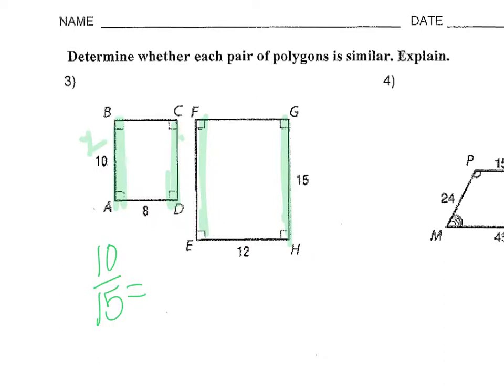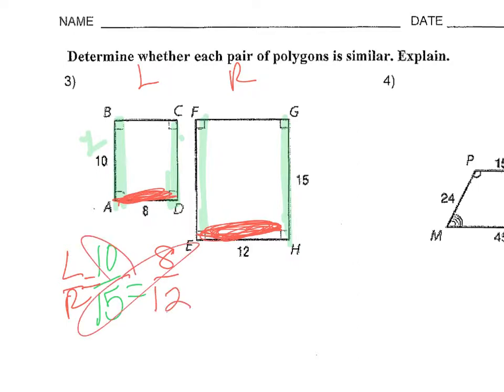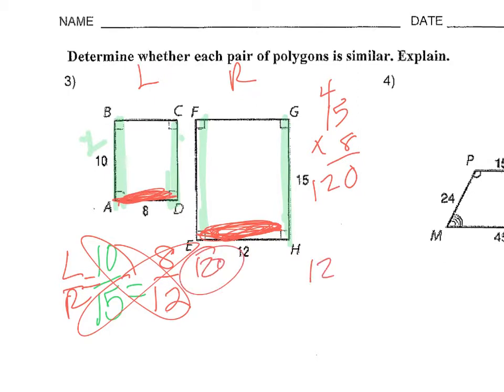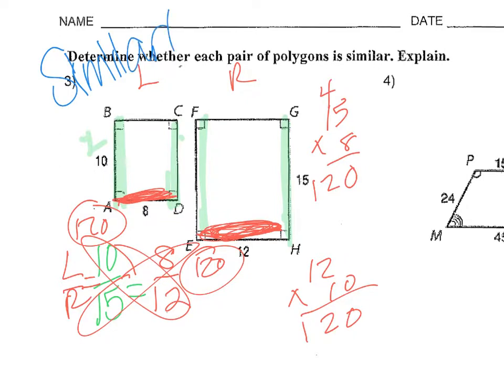So then I'm looking for the next ratio. I'm going to go back to my left side, left to right, left to right. So 8 between A and D is corresponding with E to H, 12. So I'm going to write 8 over 12. So we cross multiply, see if they're the same. So 15 times 8 is 120. Let's see, 12 times 10 is also 120. So they're proportional, yay. Or similar. They're the same, yay.